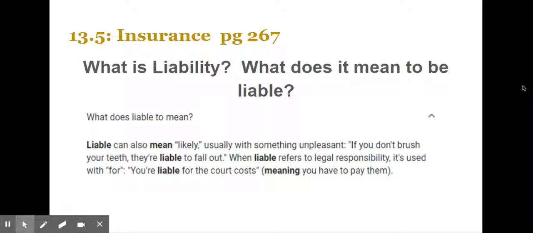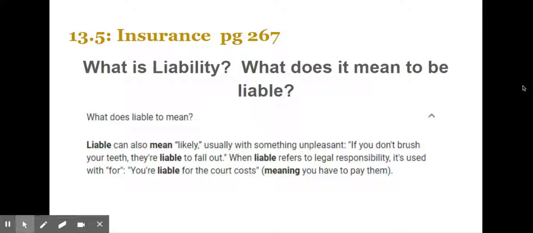Welcome back to 13.5, the last section in chapter 13, and it's on insurance. Insurance can be a little bit confusing. I tried to provide some examples in there. By the way, it's Miss Roth again.